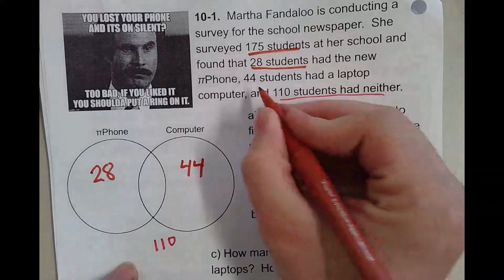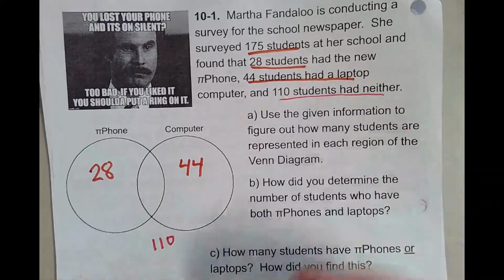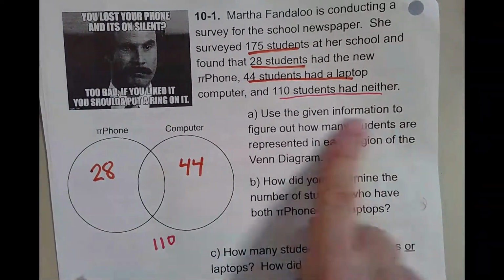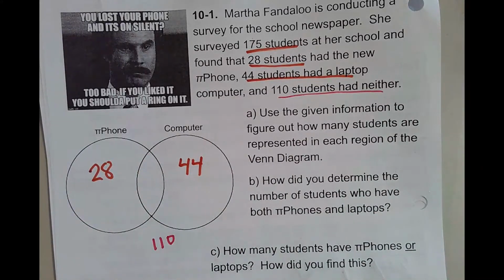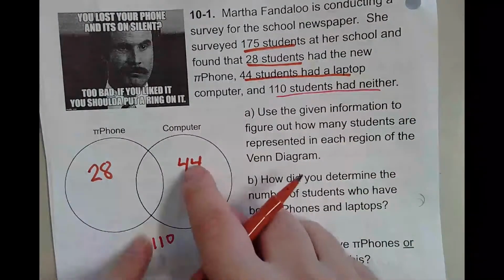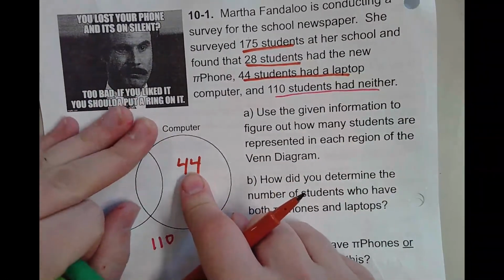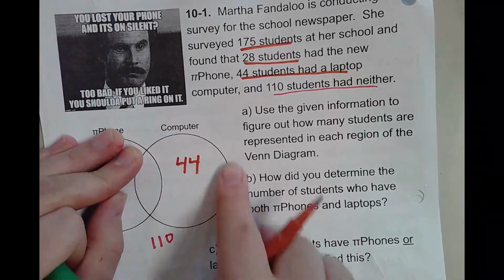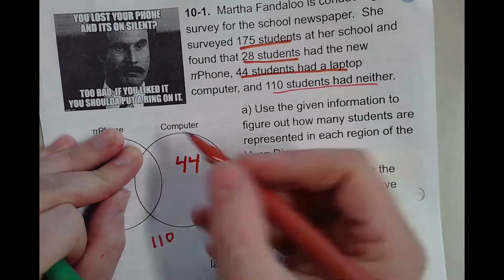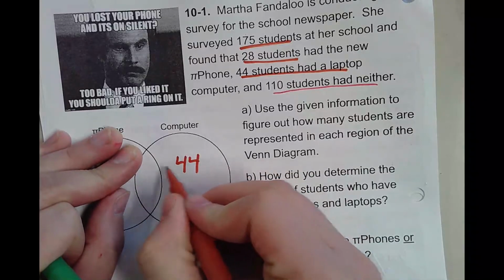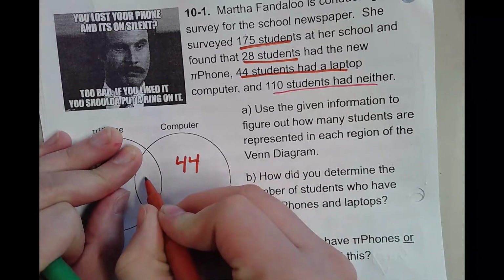Now, I did make somewhat of a mistake so far. It says to use the information to put it into the Venn diagrams. Here's the mistake that I think I can say I made. Now, remember this 44, these are the number of people that have computers, right? That doesn't mean they don't have a Pi phone. They could be over here. Some of them could be here.